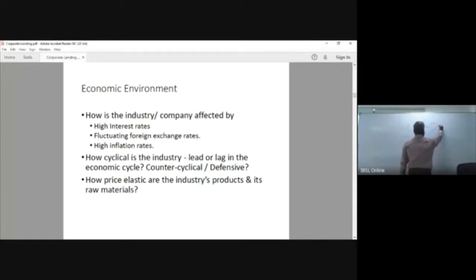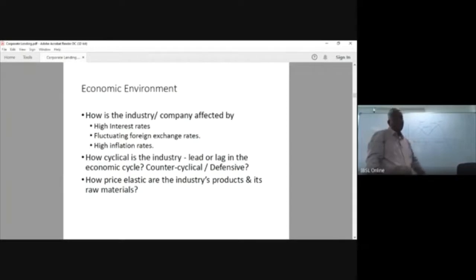Again, it may go up, boom, and sometimes it may go down further, and again go up. This one we call depression. This is the business cycle, or the industrial cycle. How cyclical is the industry?